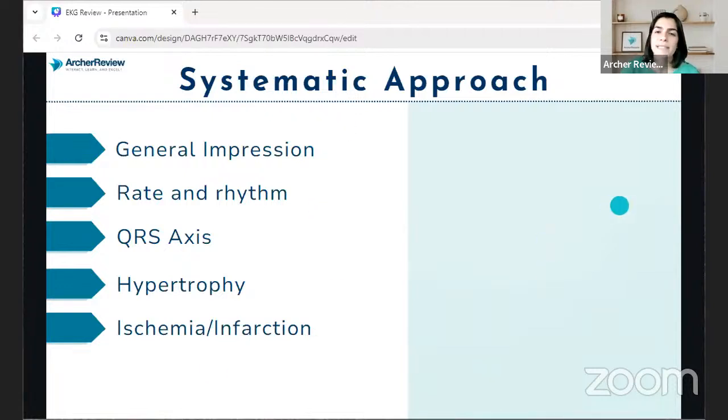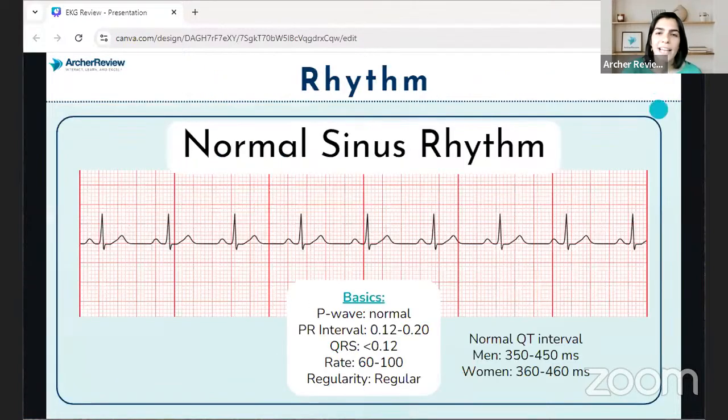So coming up with a systematic approach is going to be really helpful to build your confidence and make sure you don't miss any steps. And so that's how we're going to look at the rhythms moving forward in this lecture. So let's look at a normal sinus rhythm. What makes it normal? First, we look at the general impressions. I like to see, do I have all of my parts, right? Is there a P for every QRS, T wave?